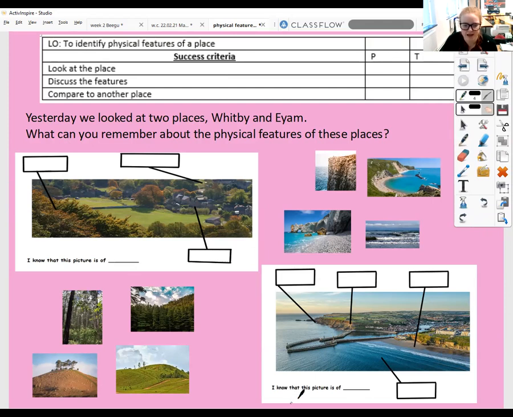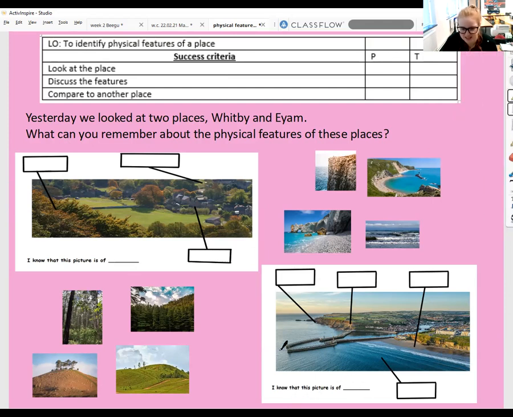Well, I know that Whitby was by the sea. So I can see the sea here and a coast, so I can see that this is Whitby. Whitby, fantastic. And this place here is Eyam, because it is not the coast, it's the countryside. Eyam. Fantastic. So what kinds of things did we see near Whitby?